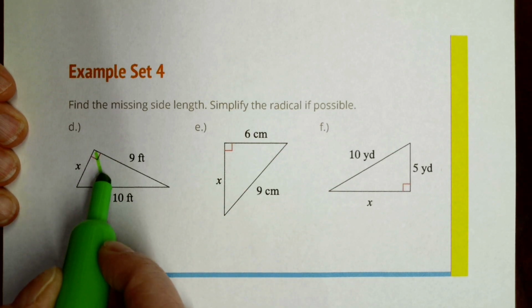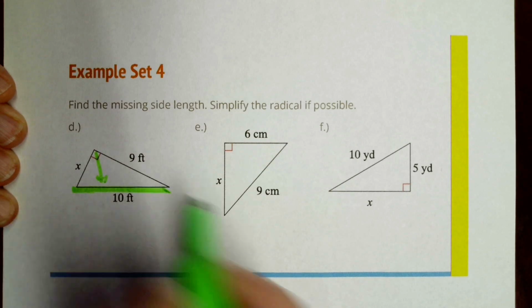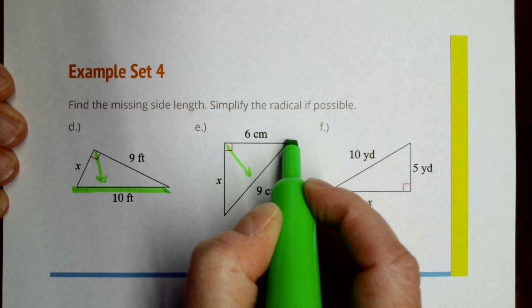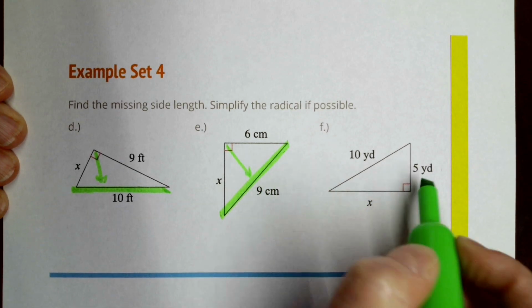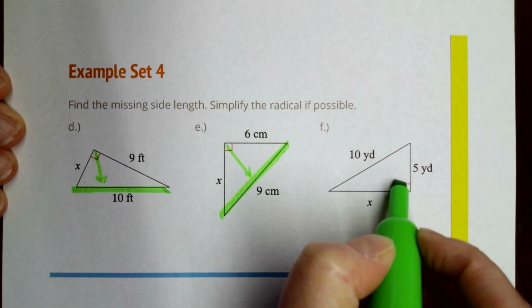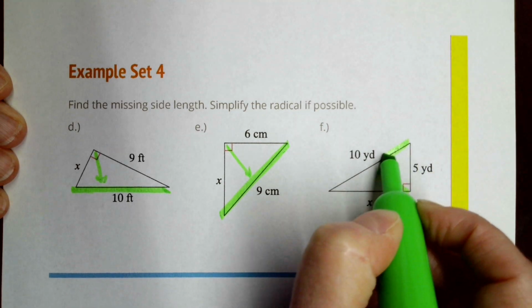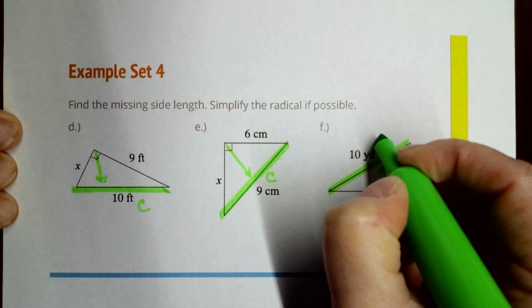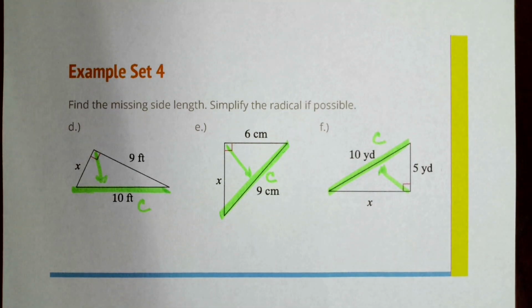Okay, so across from my angle, the side that does not touch, that's this guy. Right angle, side that does not touch it, that's going to be this one. Right angle, side that doesn't touch it is going to be this one. So each one of these is going to be my C. That's how I know. So before I even start, I'm going to make sure I've got that hypotenuse.